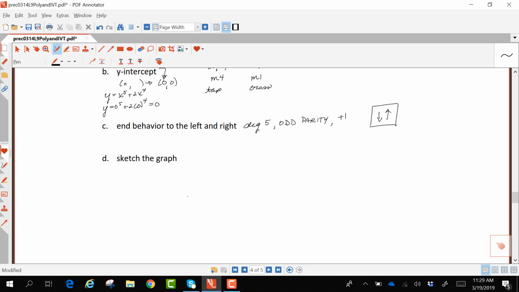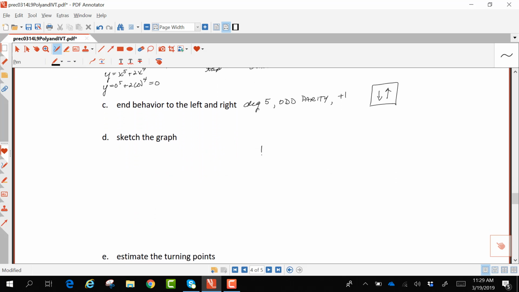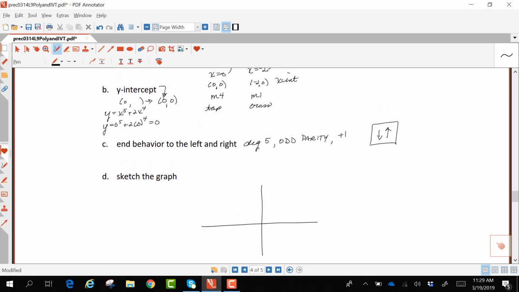Now to sketch this graph, I would begin by plotting all of my x-intercepts, my zeros, and my y-intercept. Well, I have a 0 at the origin, which is my x and my y-intercept, and I have a 0 at negative 2, which is just an x-intercept. I wrote above that at the negative 2, 0 point, I will cross based on the multiplicity of 1.